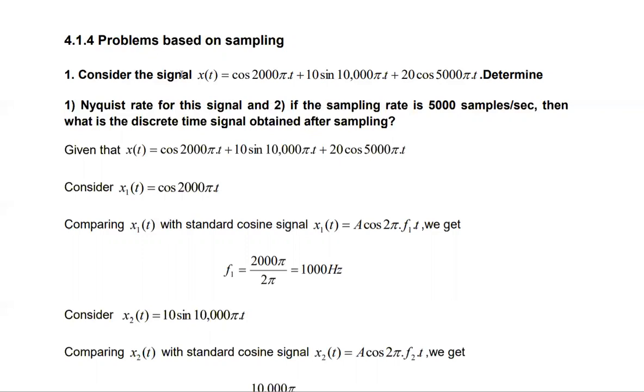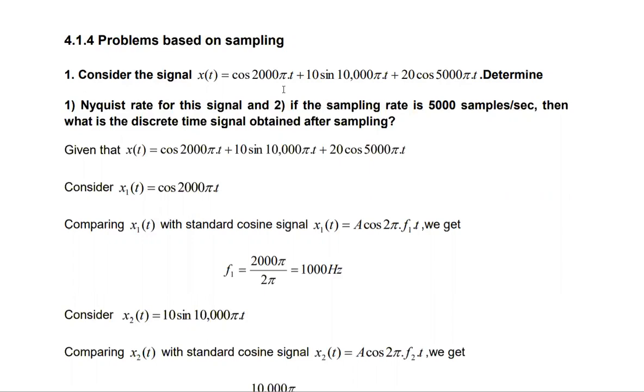First, what is the given signal? The given continuous time signal x of t consists of the addition of three signals. One is a cosine wave, one is a sine wave of a different frequency, and one is a cosine wave of a different frequency. The first question is to find the Nyquist rate, and the second is to find the discrete time signal for the corresponding continuous signal.